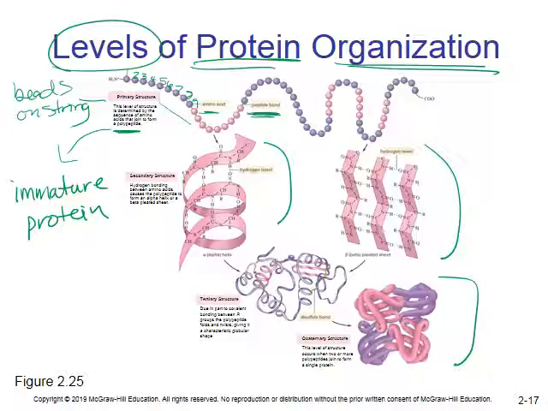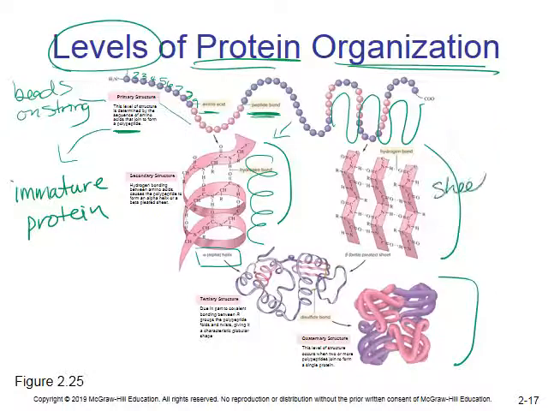Secondary structure, you have two options. You can take this bead on a string and loop it into like this ribbon shape, and that's called an alpha helix. Or you can take the primary structure and loop it to create this sheet-like structure, and this is called a beta sheet.